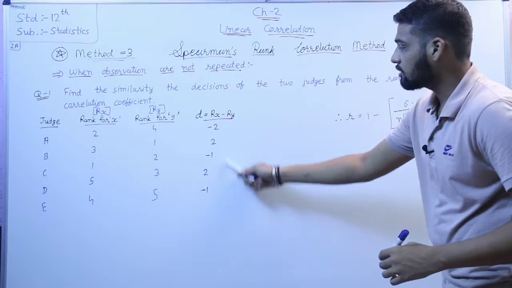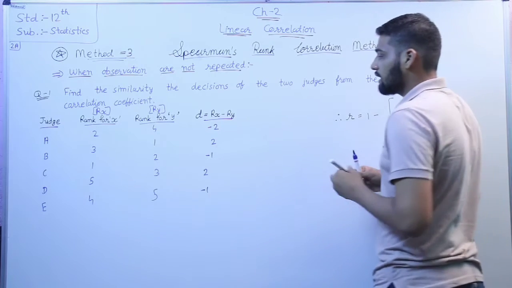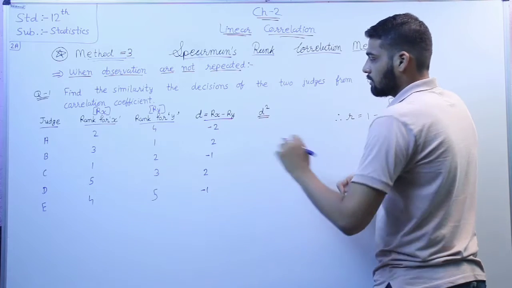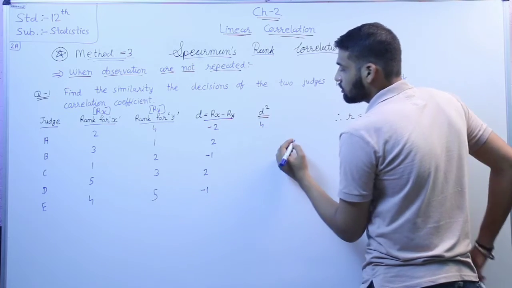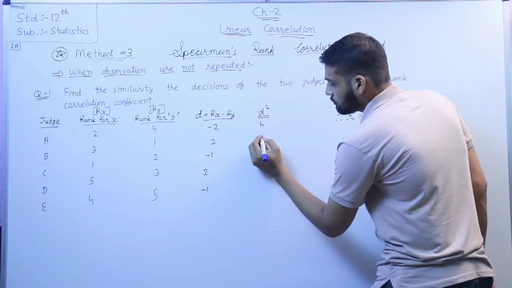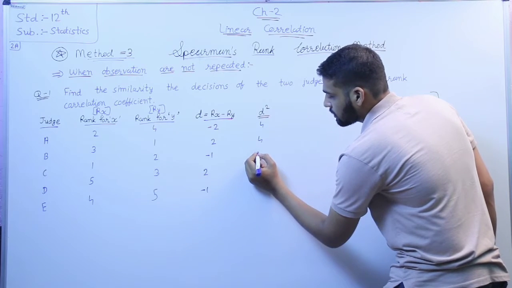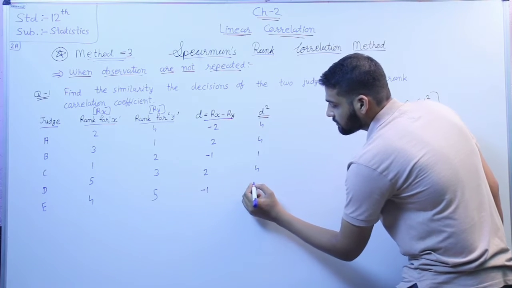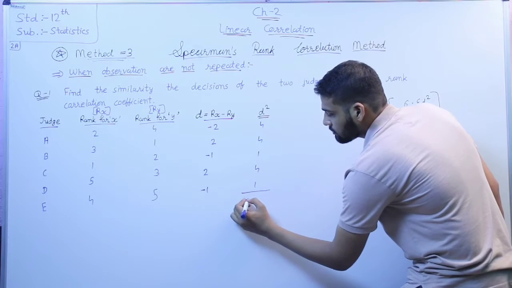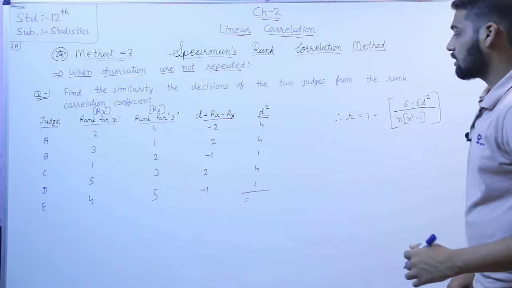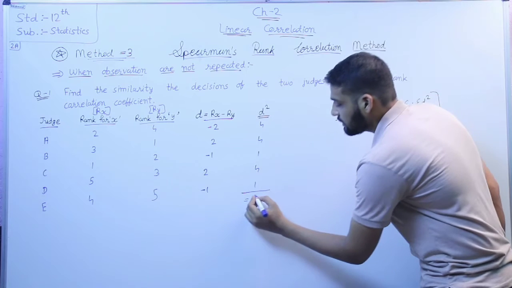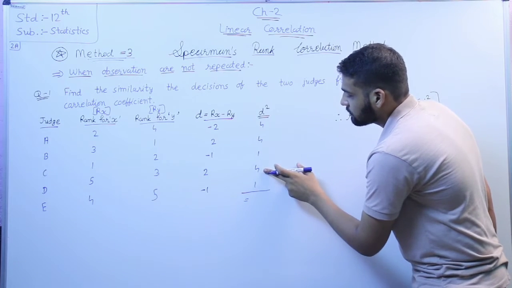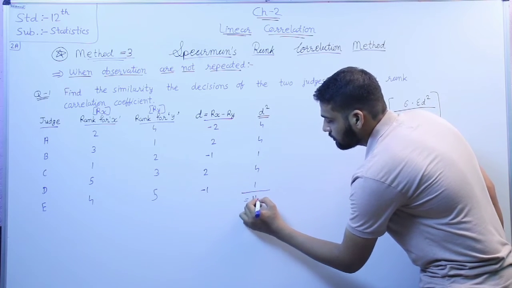On the basis of this column we easily find the d square column. Minus 2 whole square is 4, 2 square is also 4, minus 1 square is 1, 2 whole square is 4, and minus 1 whole square is also 1. After addition of this column we find sigma d square: 4 plus 4 is 8, 8 plus 1 is 9, 9 plus 4 is 13, 13 plus 1 is 14.